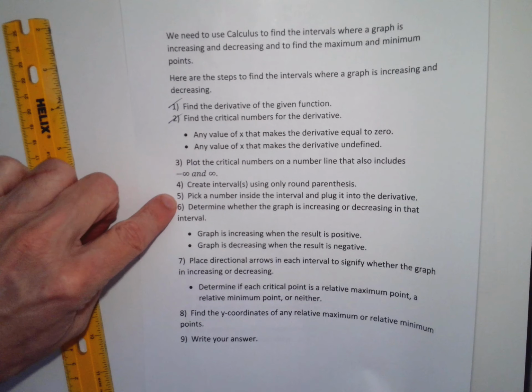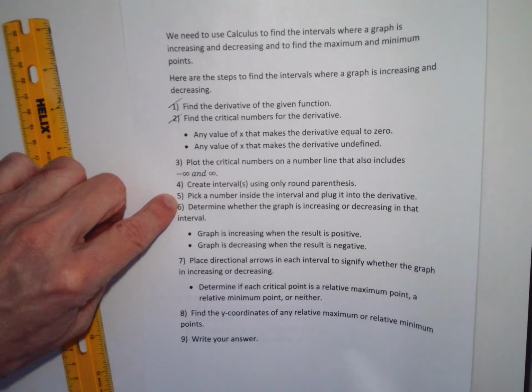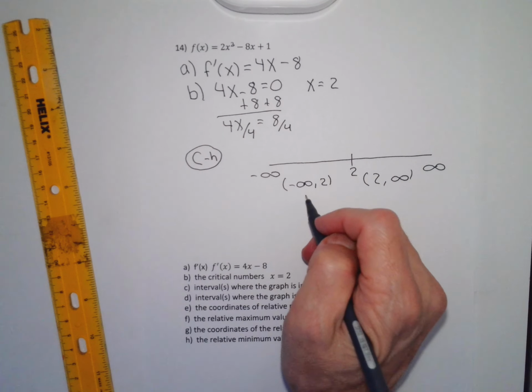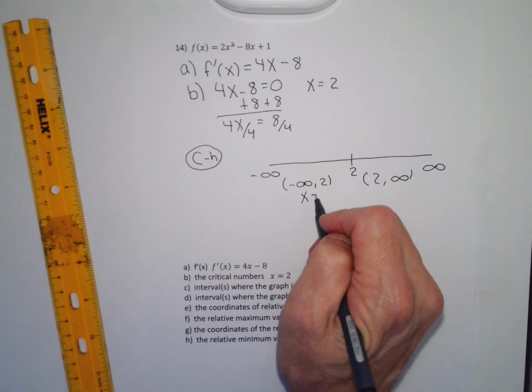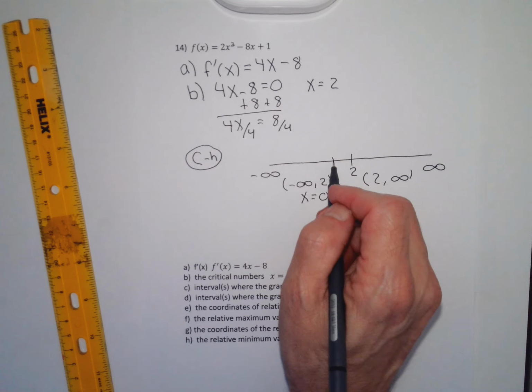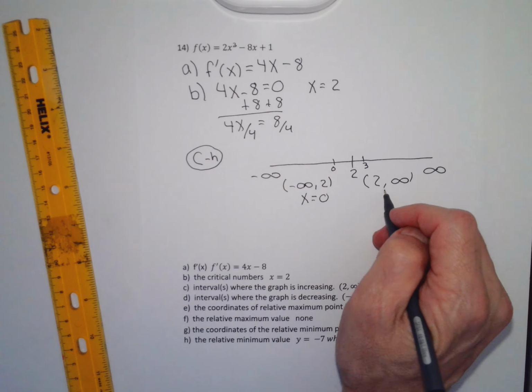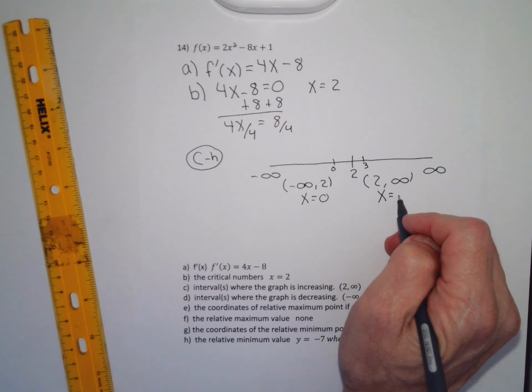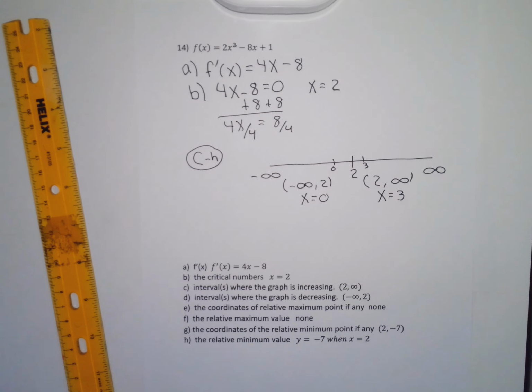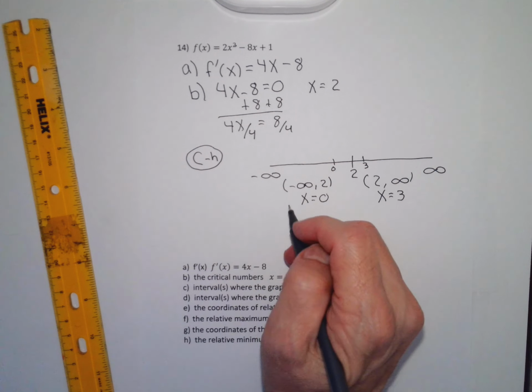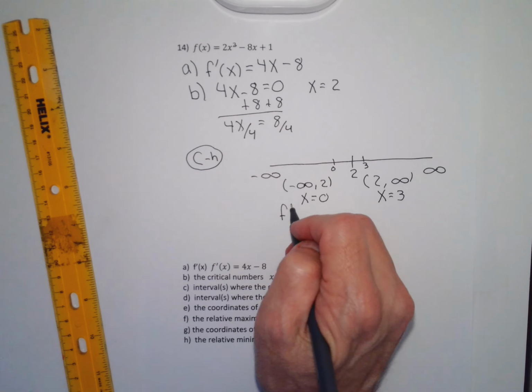Next, I'm going to pick a number inside each interval and plug it into the derivative. The first interval, I'm going to plug in 0, because 0 is such an easy number to pick, and 0 is in this interval. The second interval, I'm going to plug in 3. I like picking small numbers, so I usually pick numbers right to the edge of the critical number, as close to the critical number as I can. And now I'm going to evaluate those in the derivative.